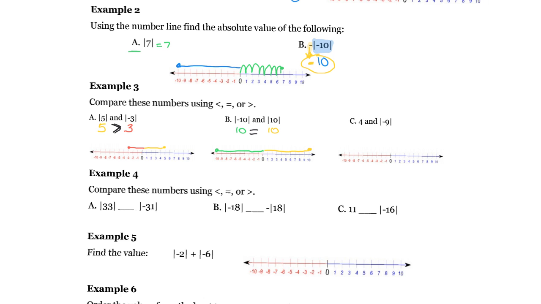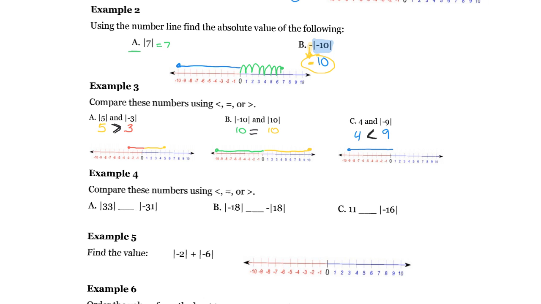Now let's look at C. C, we're comparing 4 and negative 9. 4 doesn't have an absolute value bar, and that's okay. We can compare numbers with or without absolute value bars. Okay, but let's focus on negative 9 first. So negative 9's here. It's how far away from 0? 9. And I'm just going to bring that 4 down. So between 4 and 9, which number's bigger? 9 is larger. So our inequality sign should be facing that way.